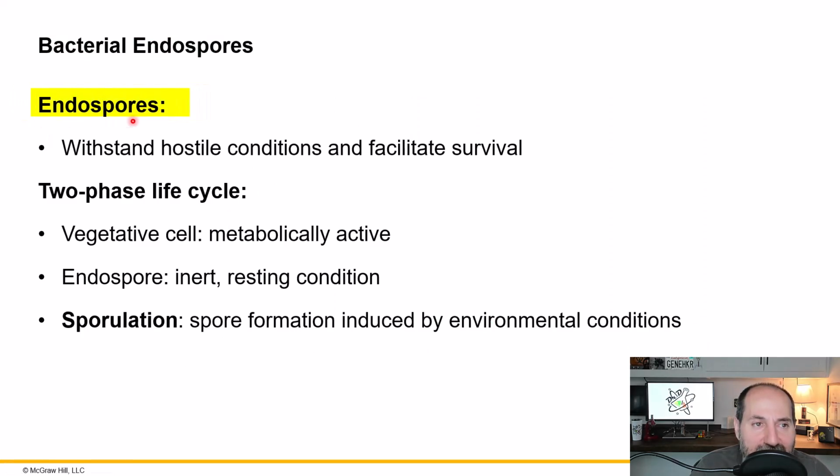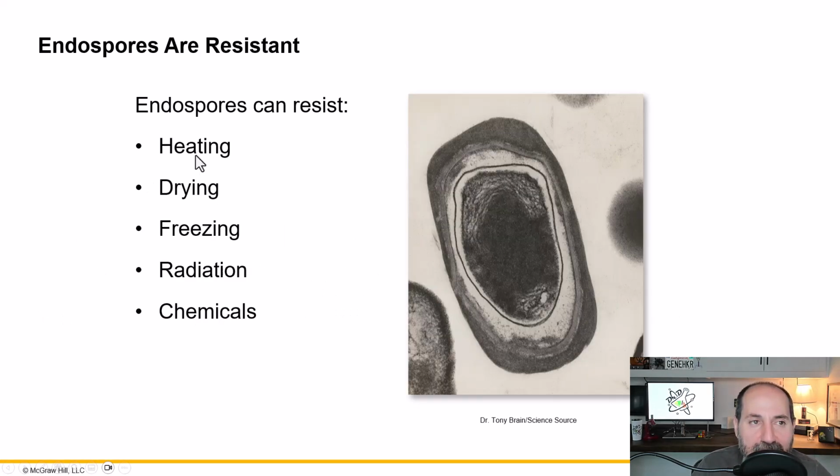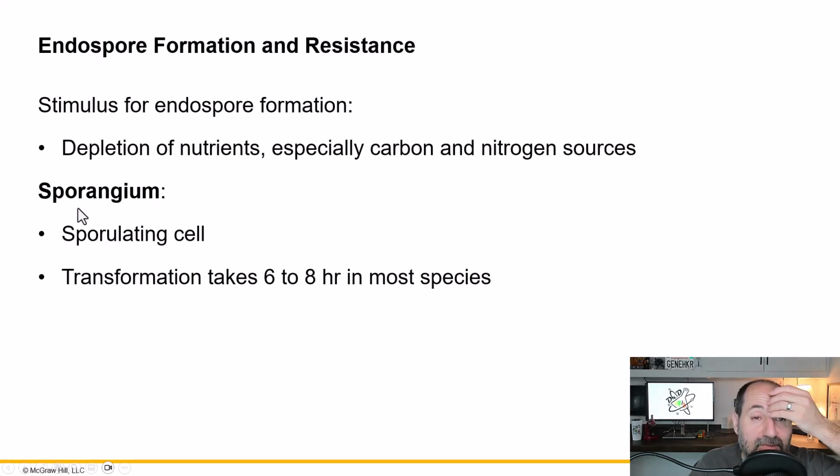Next, we learned about endospores. Remember, endospores, they are defensive structures which withstand hostile conditions and facilitate survival. Remember, only 2 genus of bacterium can form endospores, only the Clostridium and the Bacillus. There's the vegetative cell, which is metabolically active. This is also known as the mother cell that grows. And then the endospore itself, which is this inert, resting, dormant spore, which is designed to withstand those harsh conditions. Sporulation is the process of forming a spore, and germination is the process of the spore hatching, if you will, growing back into a vegetative cell. An endospore can resist heating, drying, freezing, radiation, chemicals. Remember that the endospore forms mainly when there's a depletion of nutrients. And the sporangium is the sporulating cell.